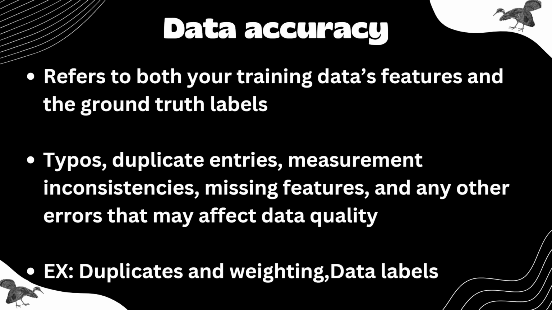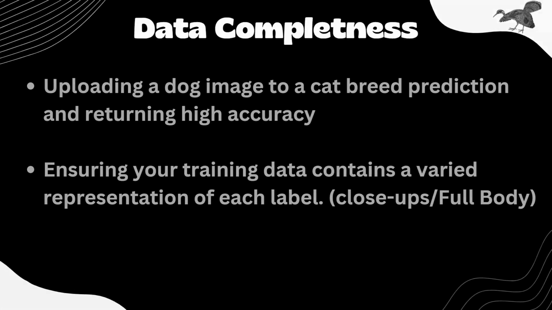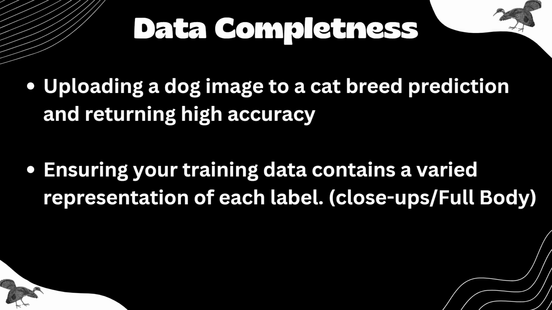Another factor is data duplication. If one class has many duplicates, the model might over-prioritize it, leading to a skewed understanding of the problem, rather than true learning. For data completeness, your data should cover all possible scenarios the model may encounter.